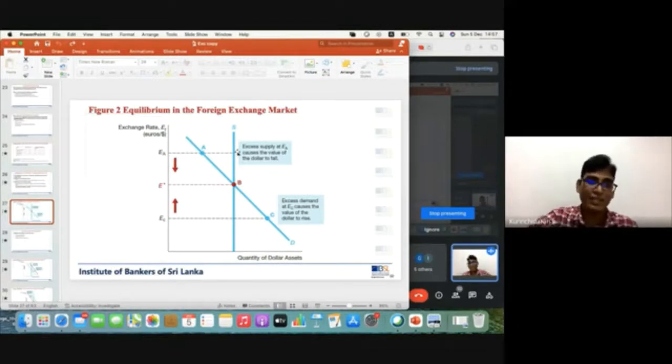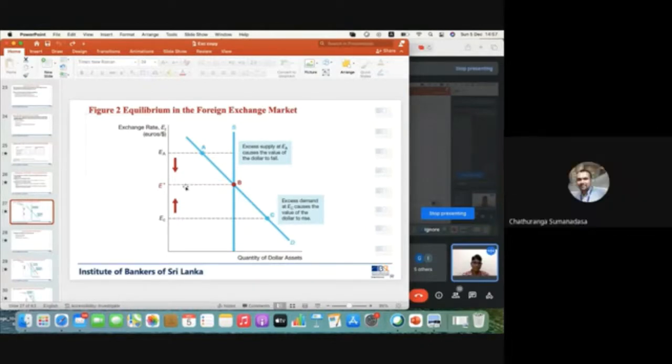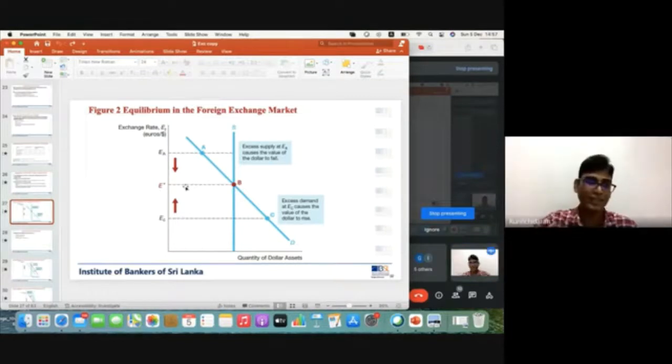Whenever we draw a chart, we are going to see the relationship between these two variables, not other variables. Is that fair? You got it? It's fair enough, sir. Yeah, I got it. Okay.